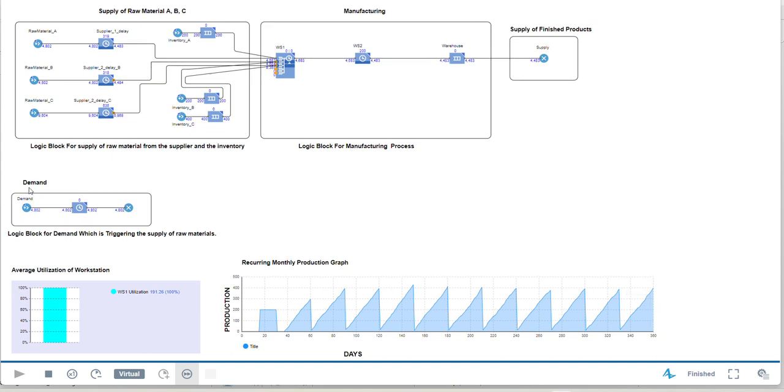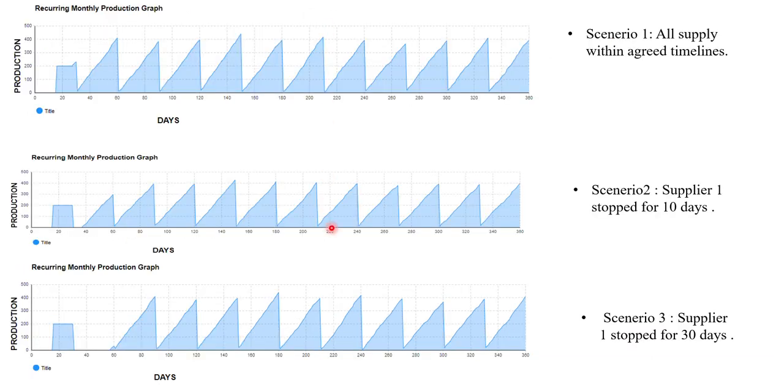So in total there was a demand of around 4800 units in a year, and we are able to fulfill approximately 4400 units in the second scenario. Now let us run this model for the third scenario and compare these cases. After running the model for the third scenario, we similarly get this graph. In the third scenario, supplier 1 stops for 30 days. At the end of the first month, we are able to supply 200 units of finished product out of the 400 unit demand.